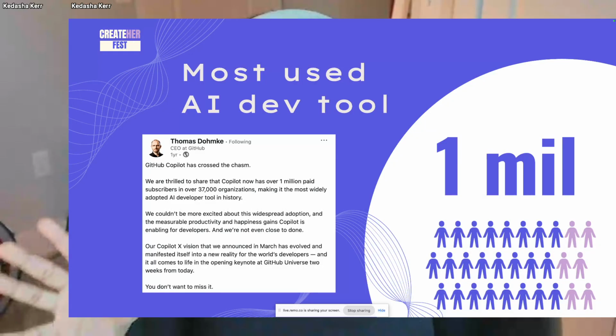It's also the most used AI developer tool in our industry right now, with over 1 million developers using the tool across 36,000 organizations. And what does this mean for you? This means that now is the perfect time to start learning how to use the tool as a part of your everyday development environment, because it's only going to get more widespread, and it's only going to have a lot more features.